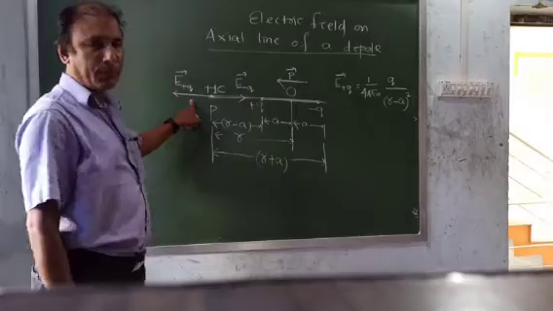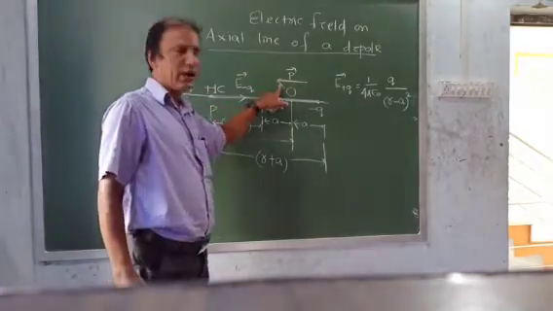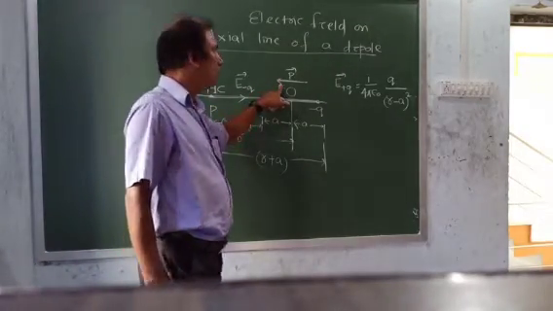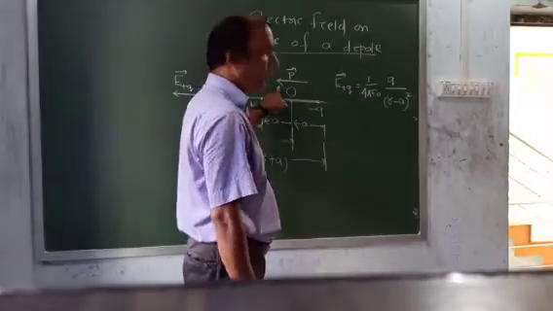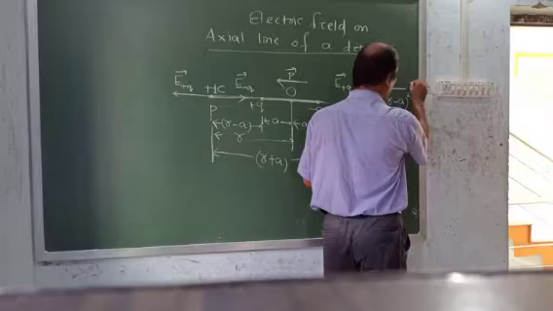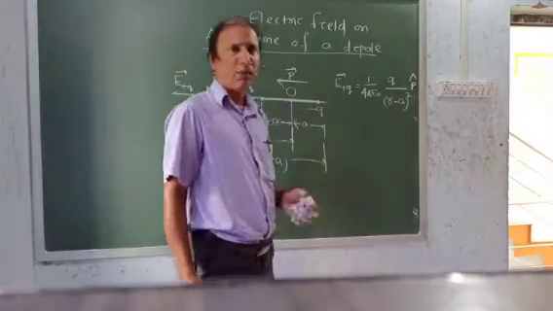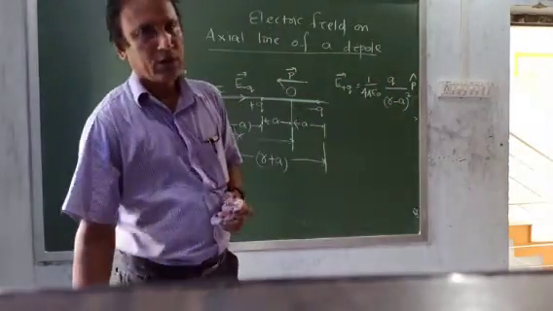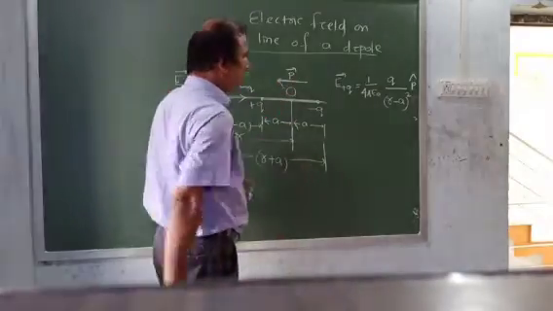Now this electric field is along the direction of this dipole moment vector. It is a direction vector. So with reference to this I can write the direction as p cap. P cap is the unit vector of the dipole moment vector p. So this is E of plus q.